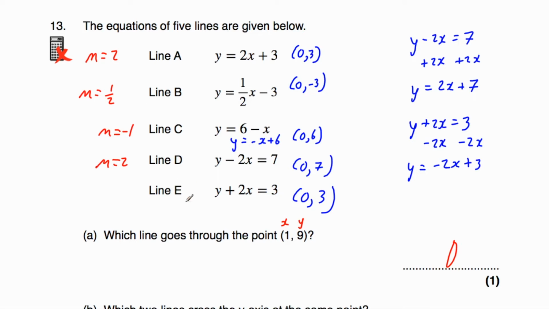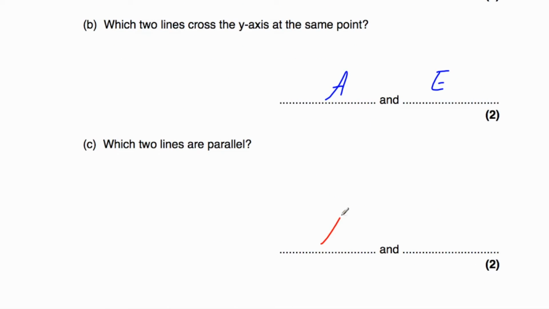Let's just check line E doesn't have the same as any of the others. So line E, we had y equals minus 2x plus 3. The gradient would be minus 2, so m equals minus 2. So the lines A and D would be parallel because they've got the same gradient. So A and D. That's it.